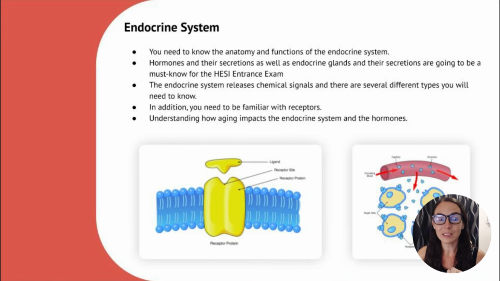Here's a few of the functions of the endocrine system. There's water balance, ion regulation, growth metabolism, and blood glucose control. You need to know that the endocrine system releases chemical signals, and there are several different types you will need to know. It's common to see questions about receptor molecules and how they interact within the system to produce responses.